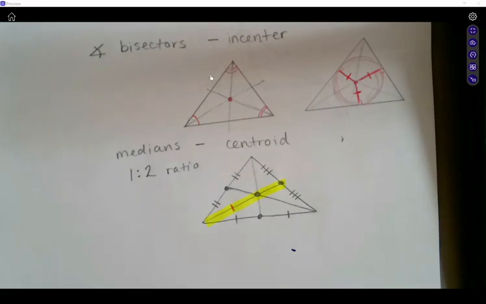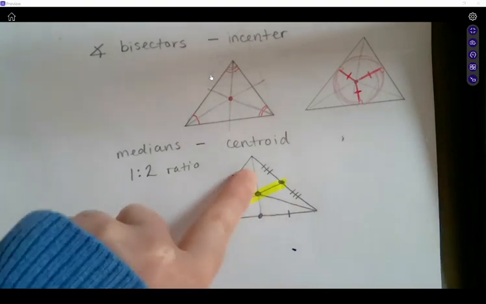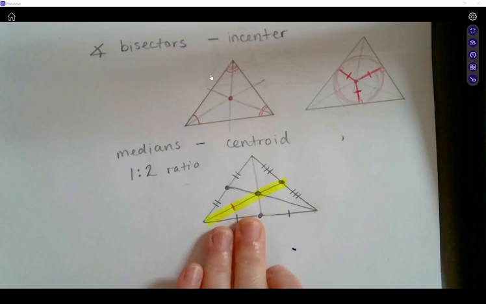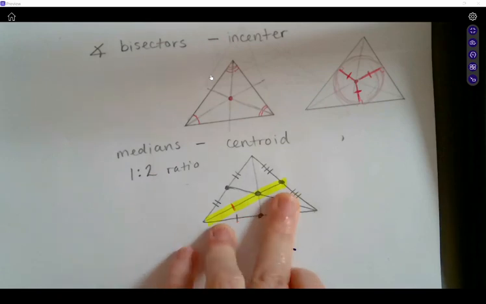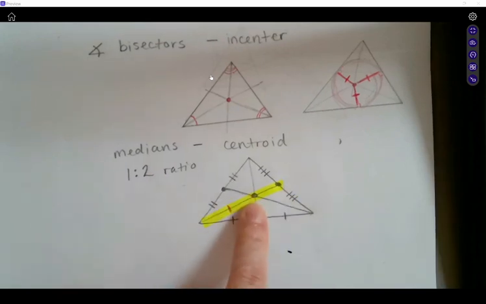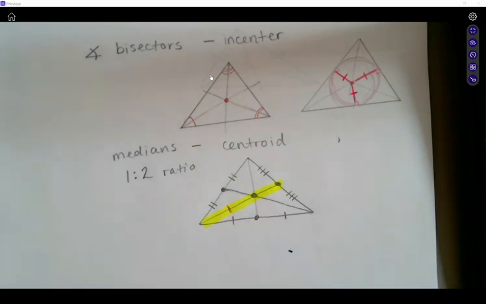Okay, now that I think about it, maybe I should have used this one because that would be 1 to 2 here also, and this is 1 to 2. But the shorter side is half the size as the longer side of your median, about that point of concurrency. Pretty easy. You guys at Smart Goal had this.